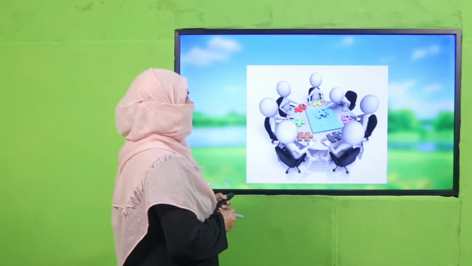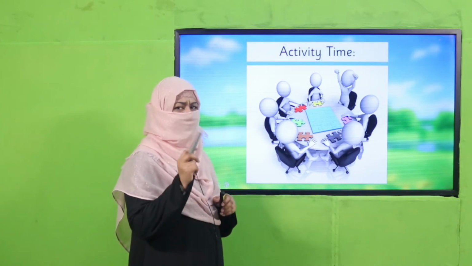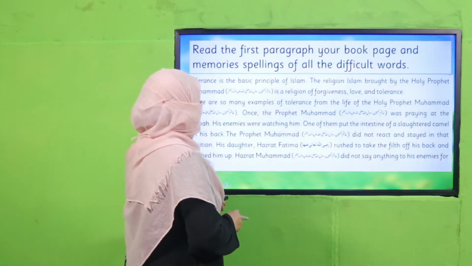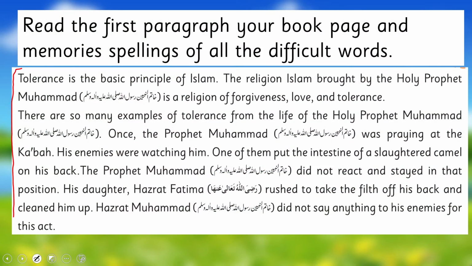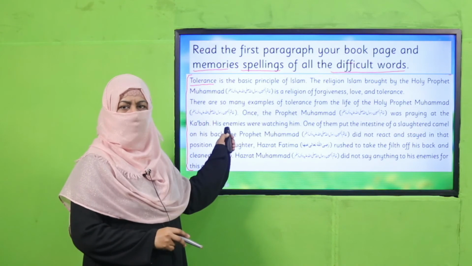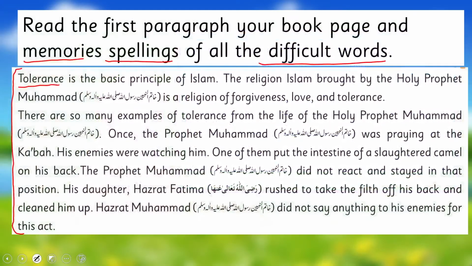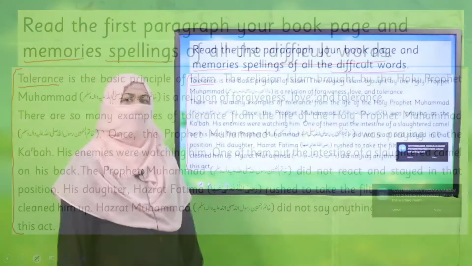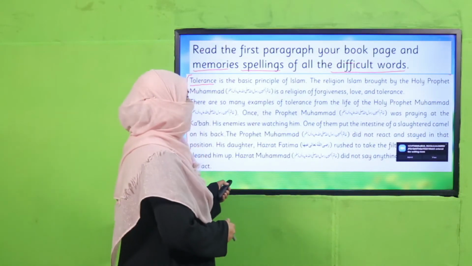Okay, so it's time for an activity. It's your turn now, all right? So what you will do, you will read the first paragraph of your story, the Tolerance, read it carefully, and you will memorize the spellings of the difficult words, okay? What I suggest, you will point out, for example, you find this word tolerance is difficult, memorize its spelling, then write it. Keep writing, memorizing and writing all the words from this paragraph, and then come back. So all of you are done with it. Good job. And here we go.